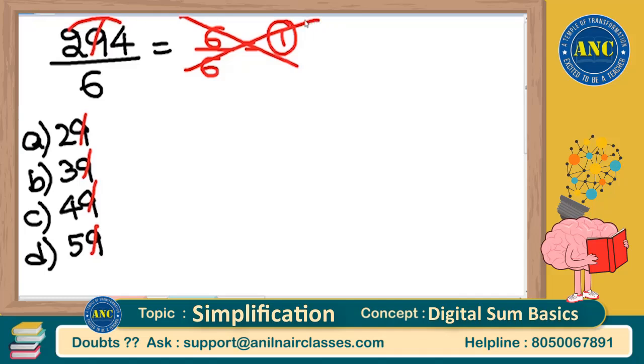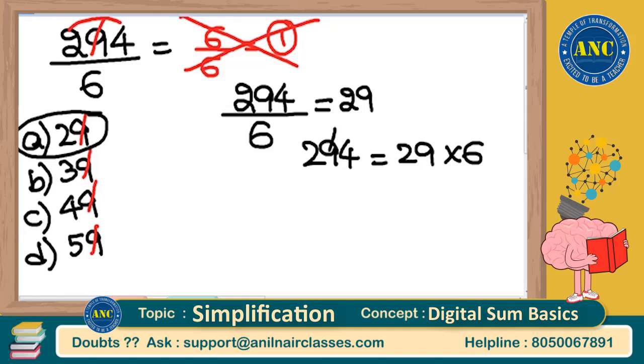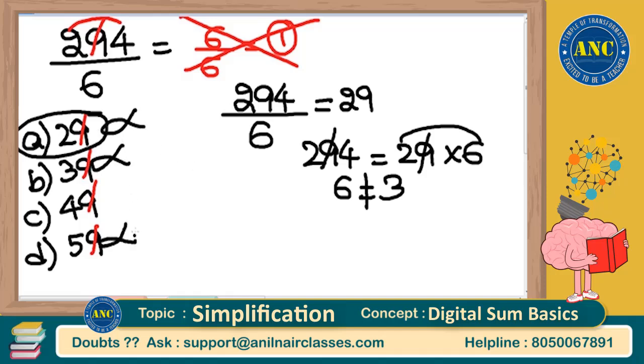That is a wrong way of problem solving. When you have division, convert it to multiplication. 294 divided by 6, I will assume it as first option, for example 29. So now I will convert it to multiplication. 294 is equal to 29 into 6. Here the digital sum is 6. Here the digital sum is 3. Not matching, ruled out. Not matching, ruled out. Fourth option will not match, ruled out. Third option should be correct.